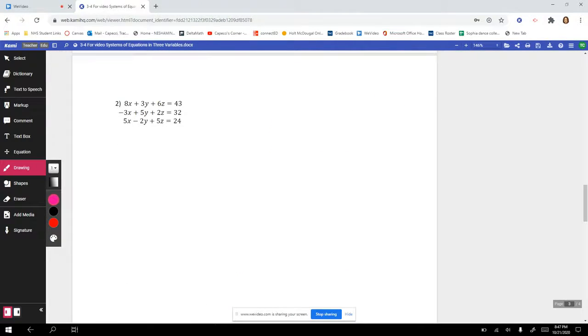Now let's look at our next example. So again, I have 3 equations, but none of the variables in any of those equations just have a coefficient of 1. So I just have to decide, I'm going to eliminate one variable and just kind of go with it. So there is no right or wrong. You just kind of have to decide. So I'm going to use the first equation, 8x plus 3y plus 6z is equal to 43. And then I'm going to do the second one, negative 3x plus 5y plus 2z is equal to 32.